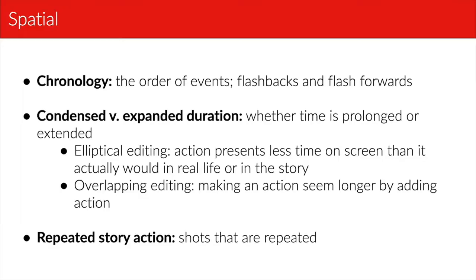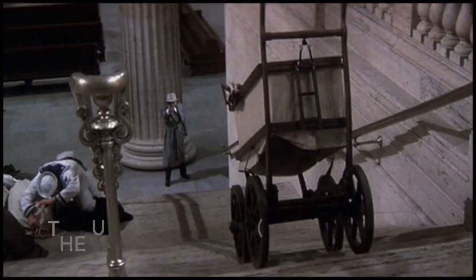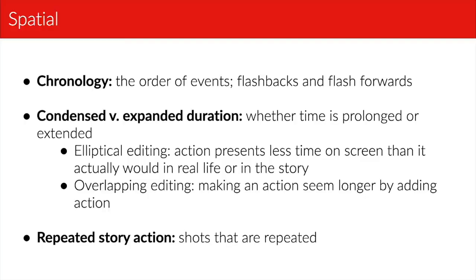With condensed or expanded duration, you have elliptical editing where action is presented with less time on screen than it would in real life or in the story, like going up the stairs. That's not a really interesting action sometimes for people. So people sometimes condense it through elliptical editing. There's also overlapping editing, which leads to expanded duration. For instance, the scene where the baby is rolling down the stairs takes forever. It's put in slow motion, and it is a shout out to prior film techniques. You can also have repeated story action, like in Do the Right Thing.